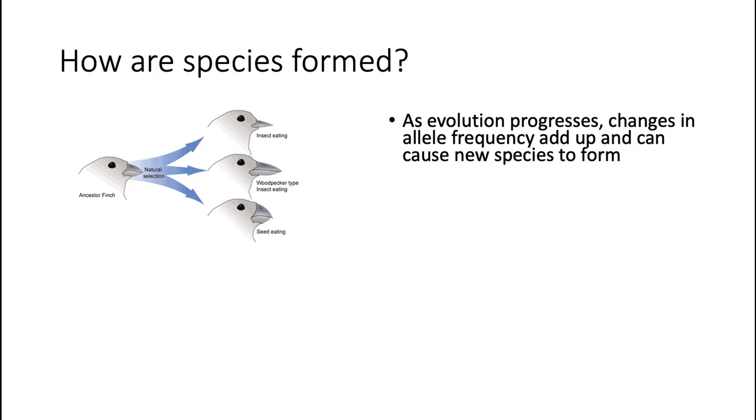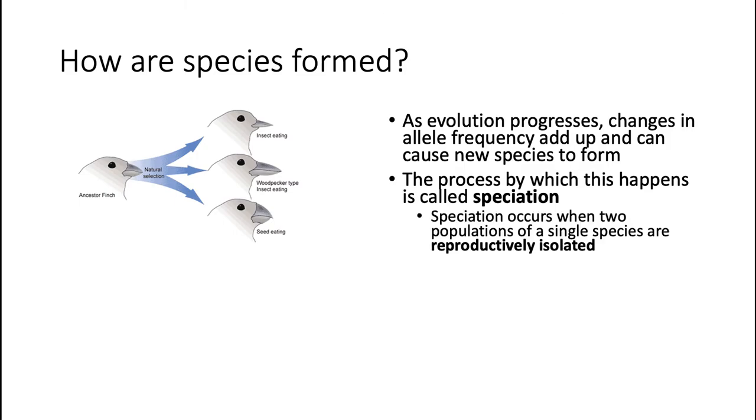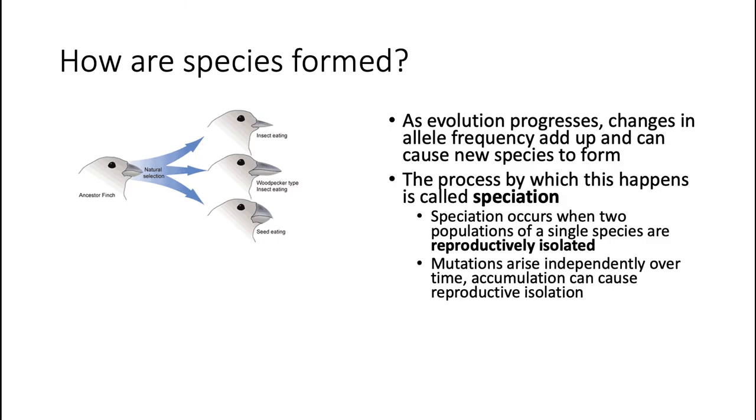As evolution goes on, all these little changes add up to cause a new species to form. So this process is called speciation. Speciation can occur if organisms are reproductively isolated. That means they have different genitalia that just don't quite match up. Mutations can also cause speciation to occur, right? And then organisms can be physically isolated as well.